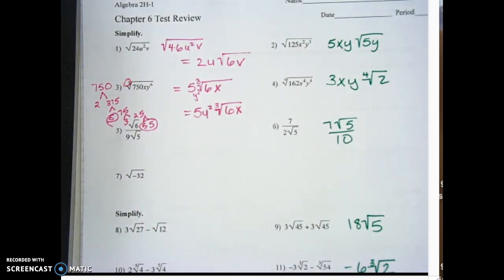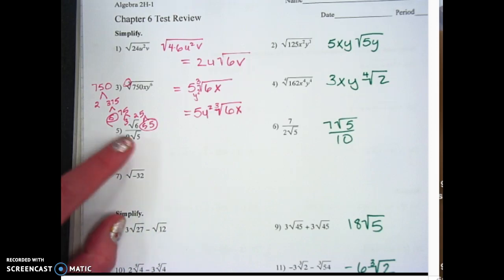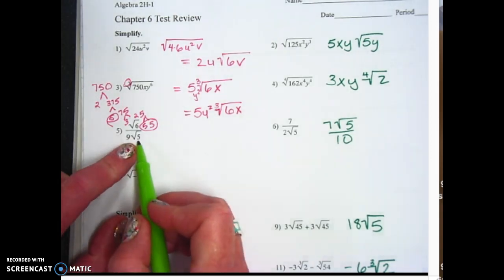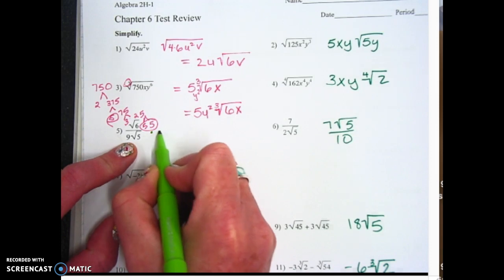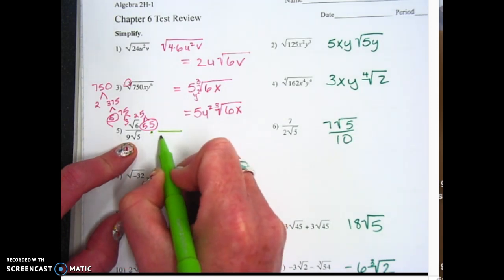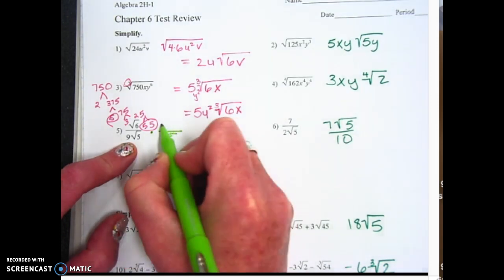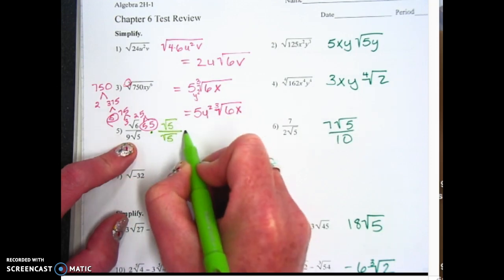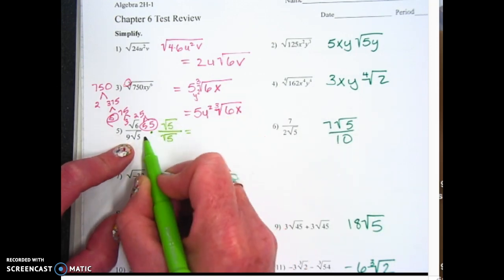Number 5, we have the square root of 6 over 9 times the square root of 5. So we need to simplify this, and we can't end up with a radical in the denominator. That means I need to multiply by the square root of 5 over the square root of 5 so that I won't have a radical.